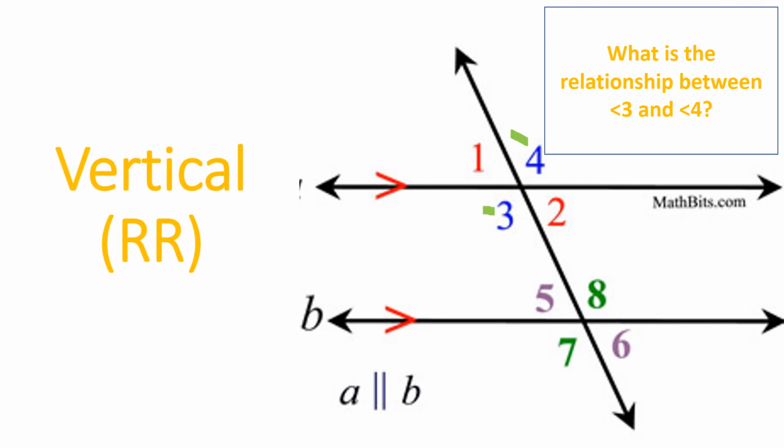Vertical railroads, here's the X. And verticals are congruent. And look, you can just tell, obtuse, obtuse.